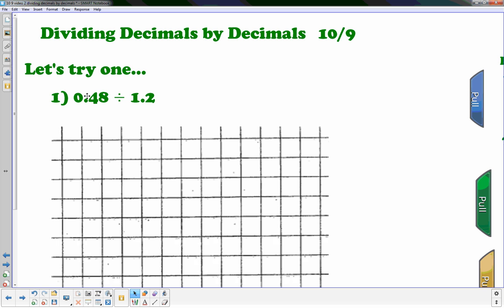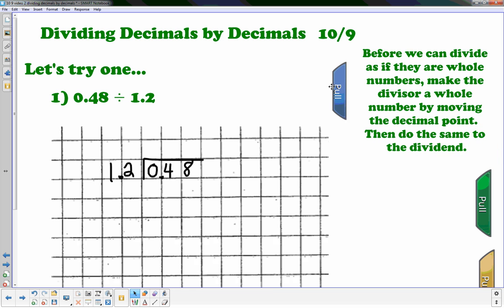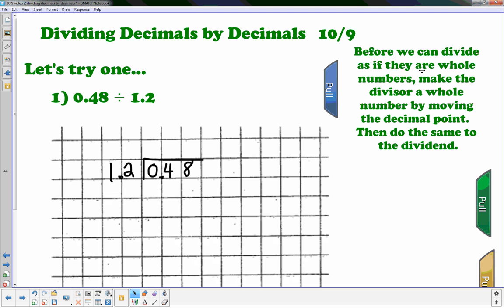So, first, let's write 48 hundredths divided by 1 and 2 tenths. Once you've got that written down, we can keep going. What's important is that we want to divide like they're whole numbers, like we just did with the last video. But to do that, I've got to make 1 and 2 tenths a whole number by moving the decimal point. And then whatever I do to 1 and 2 tenths, I've got to do to 48 hundredths.